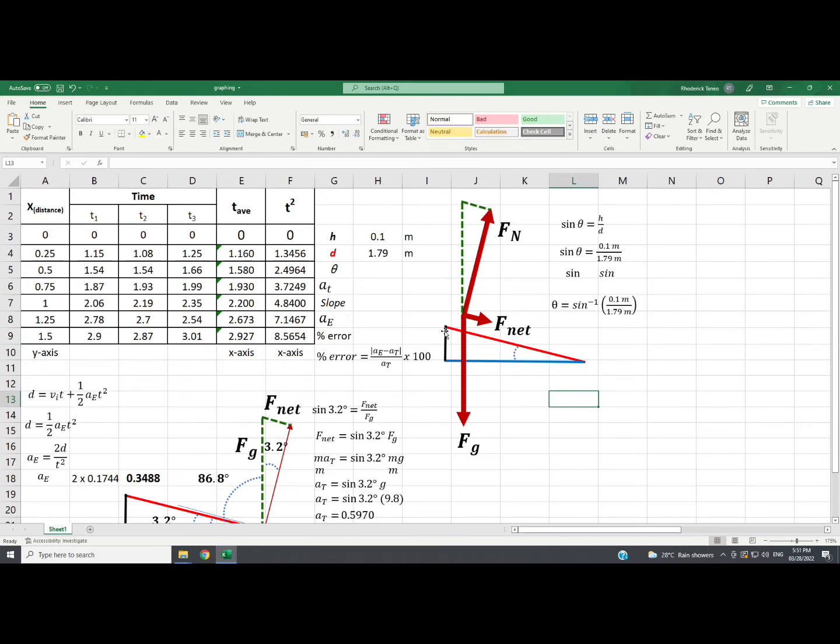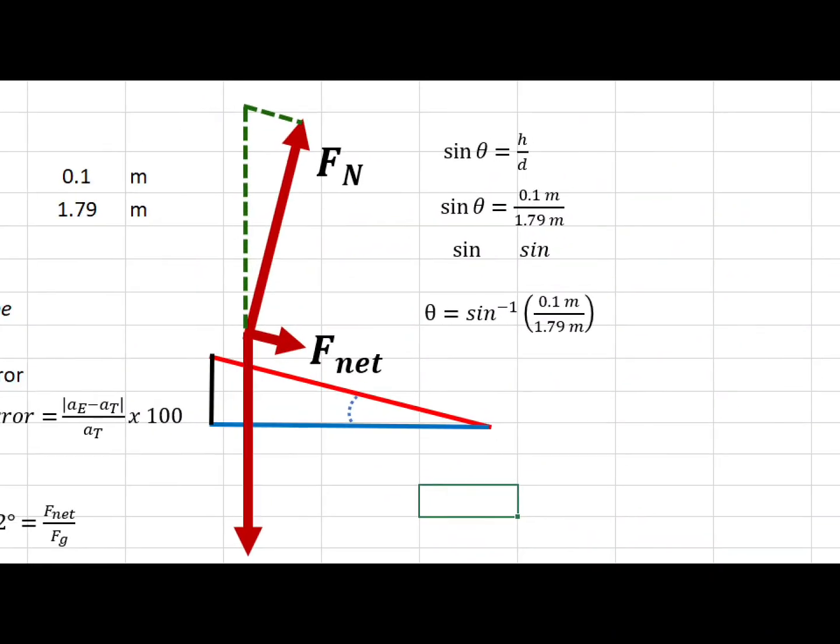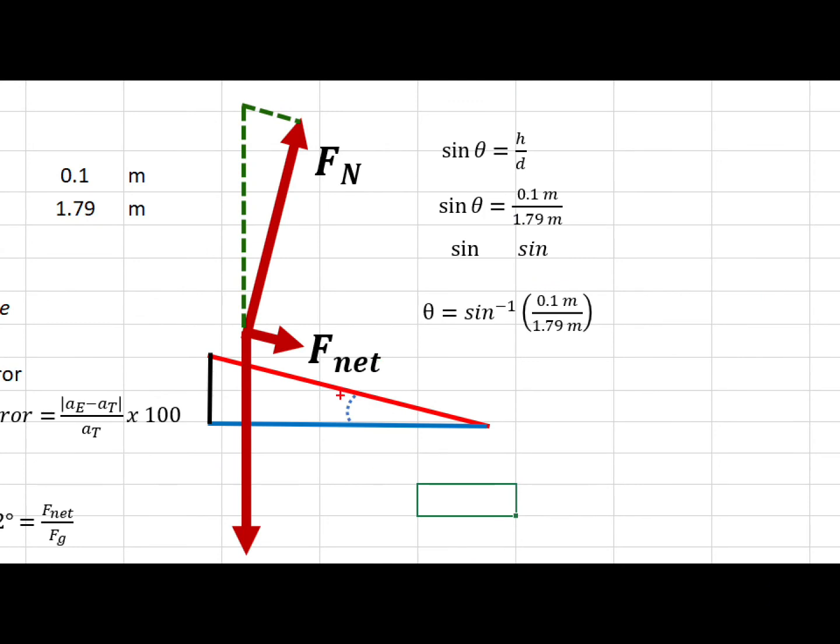To compute for the angle of your ramp, this is your H, or the opposite side, and this is your D, or the hypotenuse of your triangle. To compute for the angle, that is opposite over hypotenuse, so we use sine theta, and that is equivalent to opposite, which is the height, over the hypotenuse, which is the distance. You follow? Substituting values, based on the data here, we have 0.1 meter for the height and 1.79 meters for the distance.